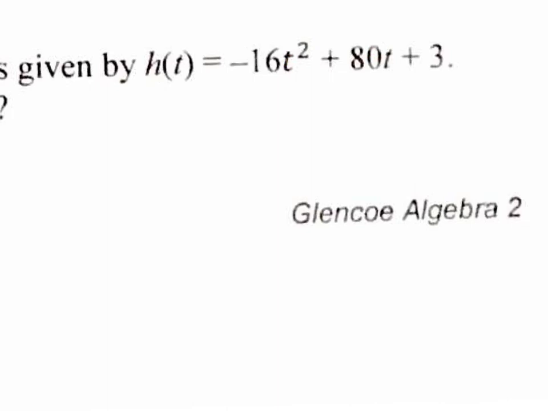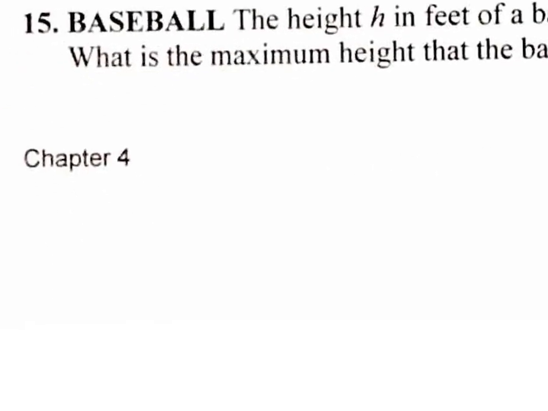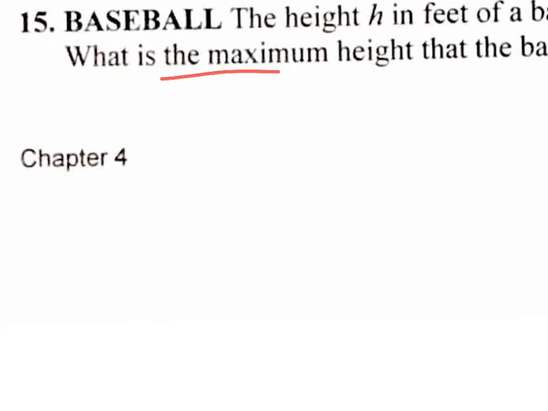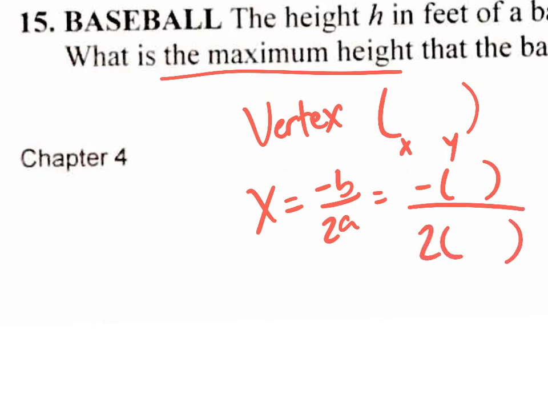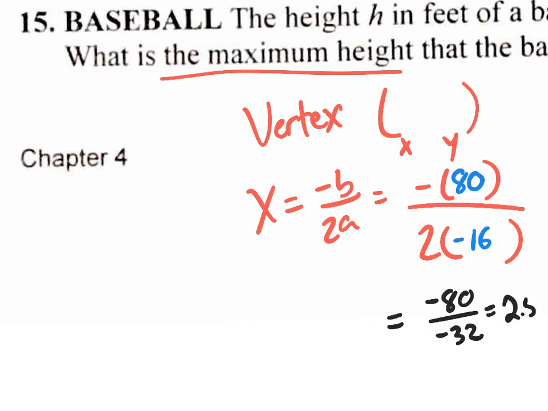So the question is, what is the maximum height? So what does that really mean when they ask you for the maximum height? The maximum, which is found with the vertex, right? So let's all find the vertex, which is an x and y value using the vertex formula. X equals negative b over 2 times a. Negative b, what's the b value? 80. What's the a value? Negative 16. So if we did this correctly, we'll get negative 80 over negative 32. And when you do that on a calculator, you're going to get positive 2.5.